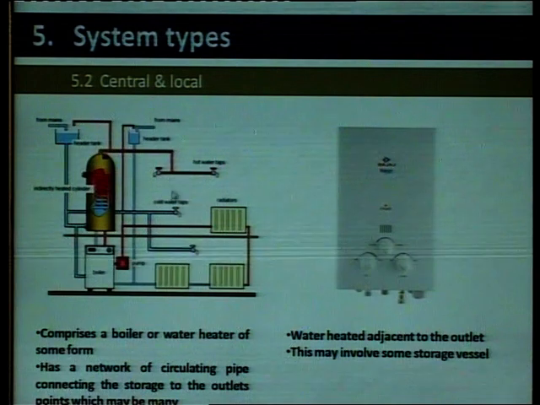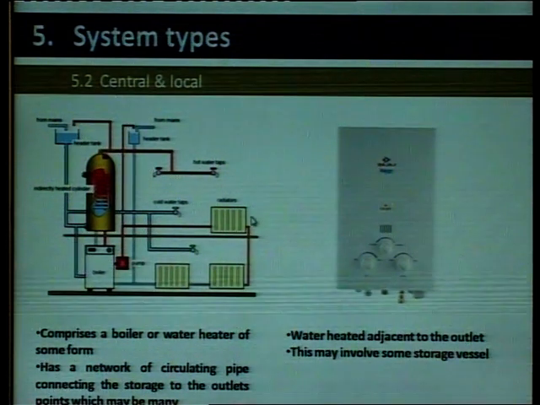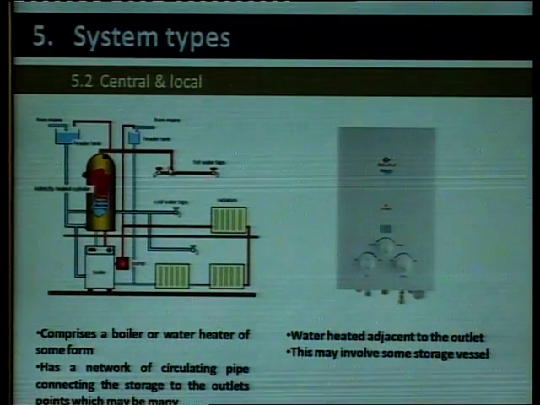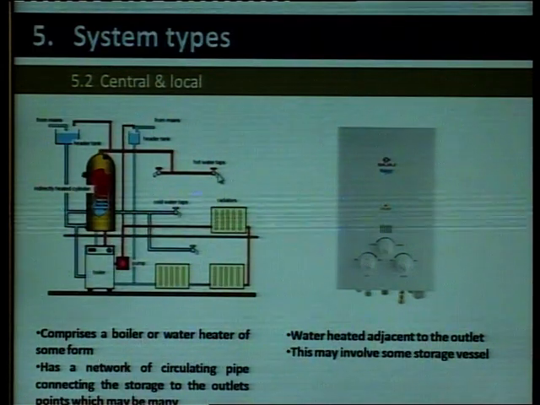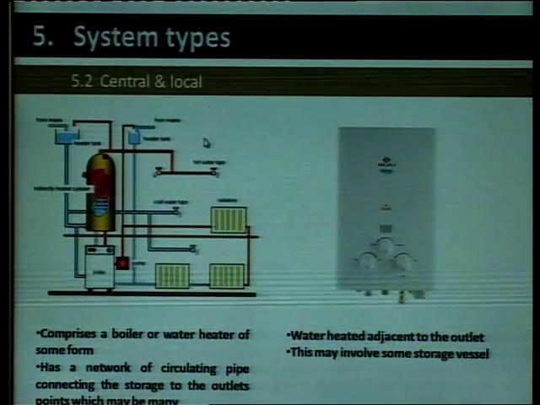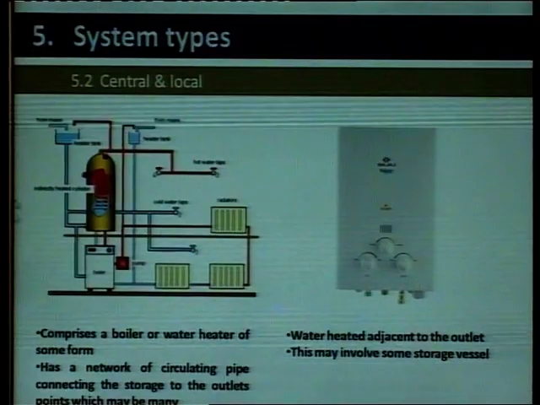So this is what is meant by a central system of hot water supply, where at individual taps or individual faucets you do not have a geyser or an instantaneous or storage type. It is done at a central location.